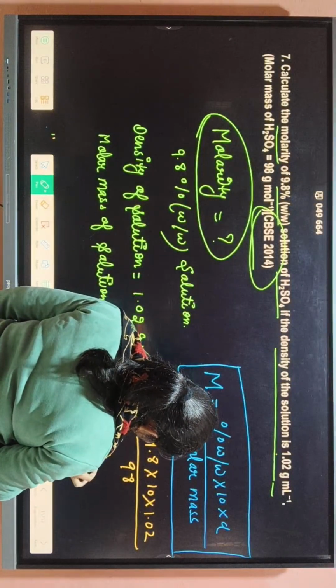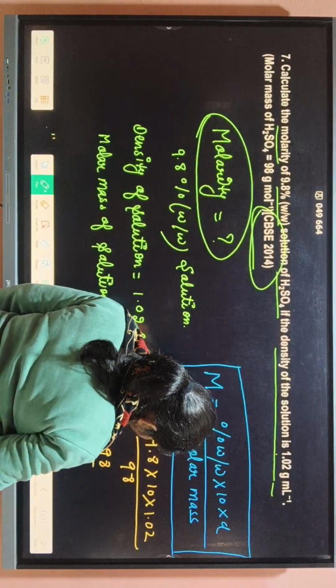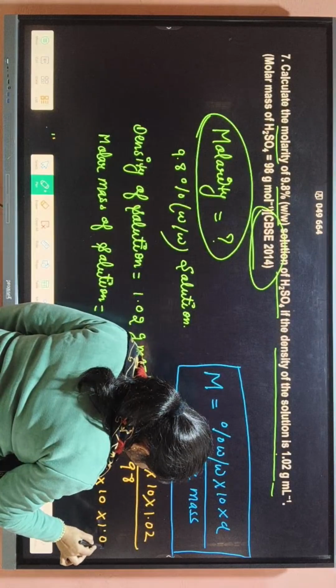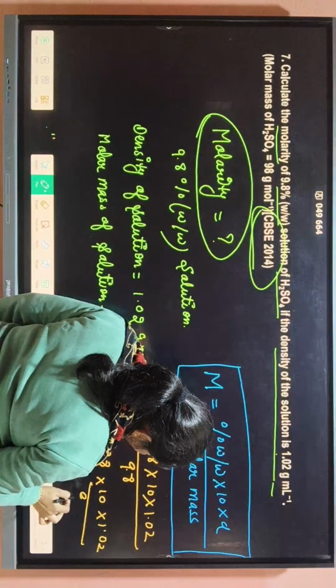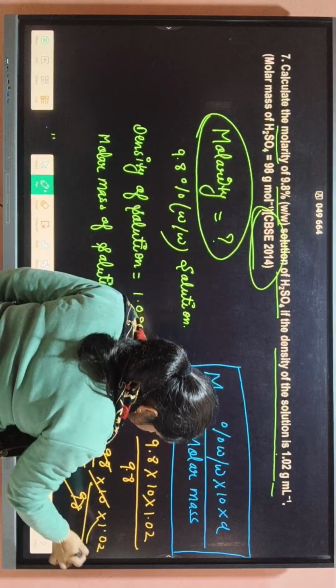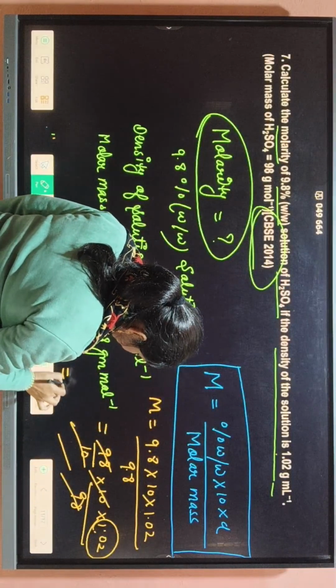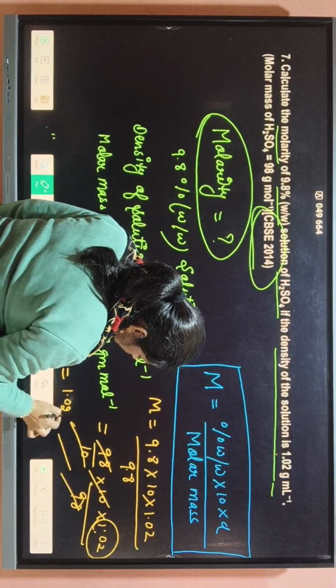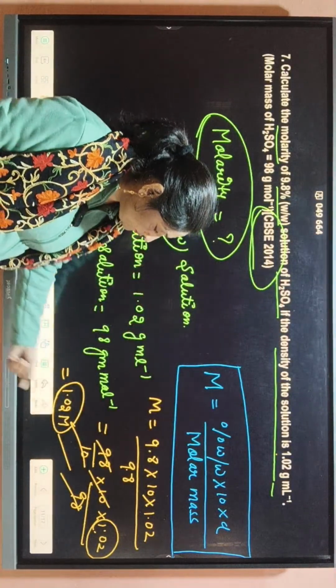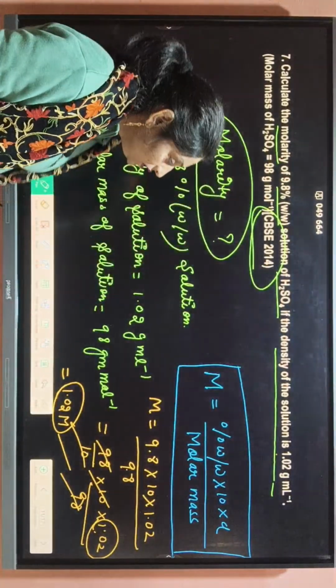Students, 9.8 I can write as 98 by 10 into 10 into 1.02 by 98. So they will cancel each other. Now what is left? 1.02. The unit of molarity is mole per liter, or molar. So students, this will be the value for molarity here.